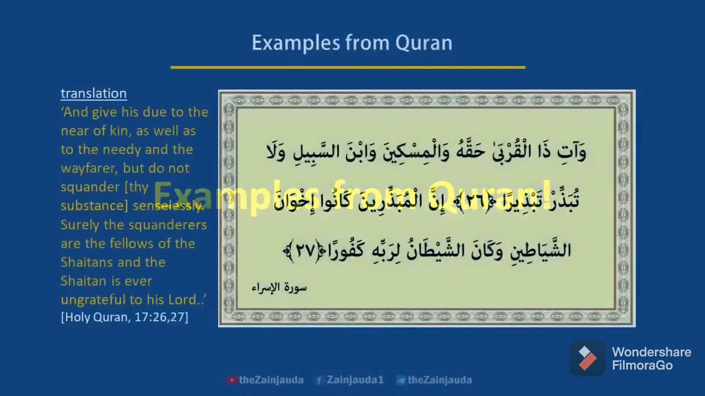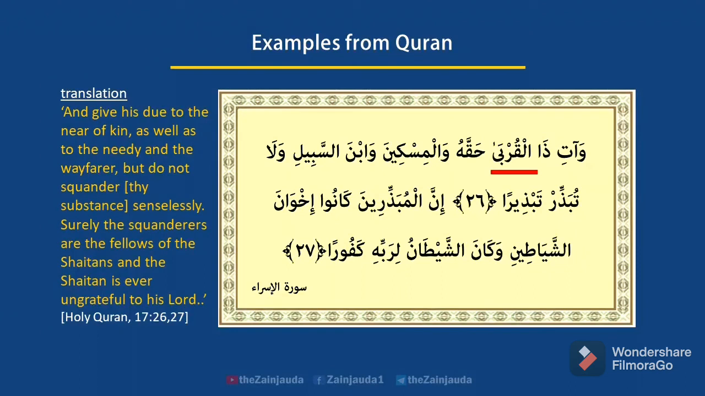Examples from Quran. The first word is al-qurba. Originally it is qurba, which means relatives, and it starts with qaf, which is a moon letter, so it is pronounced as al-qurba. No change here. Al-miskin, also a moon letter, mim. As-sabil. Sabil starts with sin, which is a sun letter, and it becomes as-sabil when it is added to L. Ash-shaytan. Shaytan starts with sheen, which is a sun letter, and when we add L, it becomes ash-shaytan.